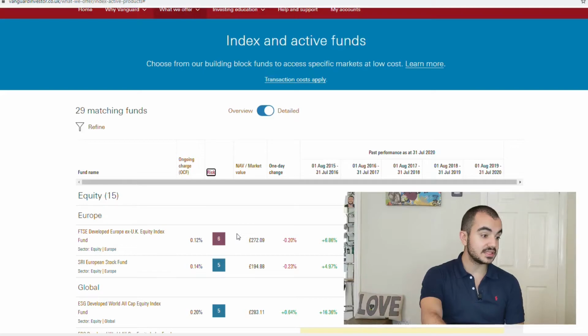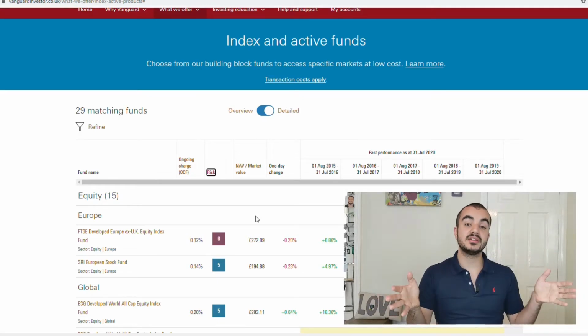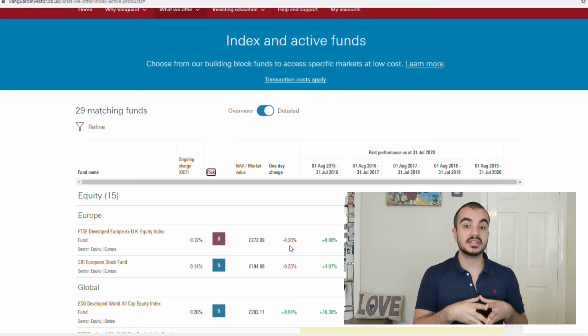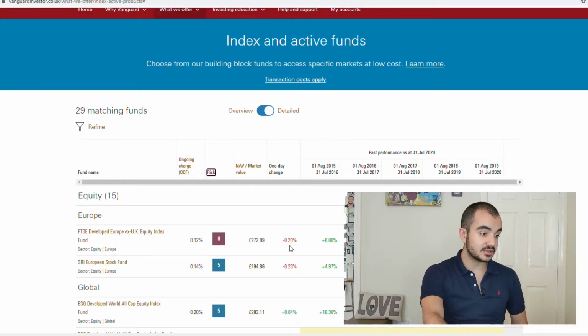The next column we have is the net asset value, or the NAV. This is also called the market value. So this is the price at which you can buy a particular unit of that fund. So this FTSE Developed Europe Index comes at £272.09 per unit. This is calculated by the value of the fund divided by how many units this fund has. You'll see on the next column we have a 1-day change. So compared to yesterday, the price has dropped down by 0.2%.